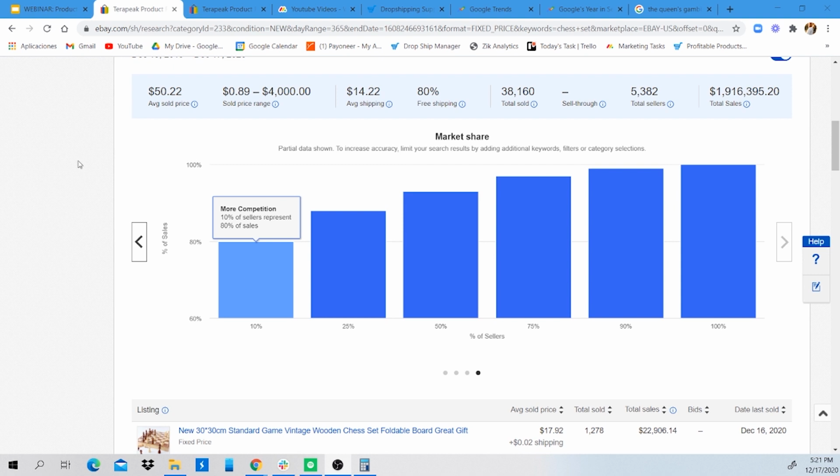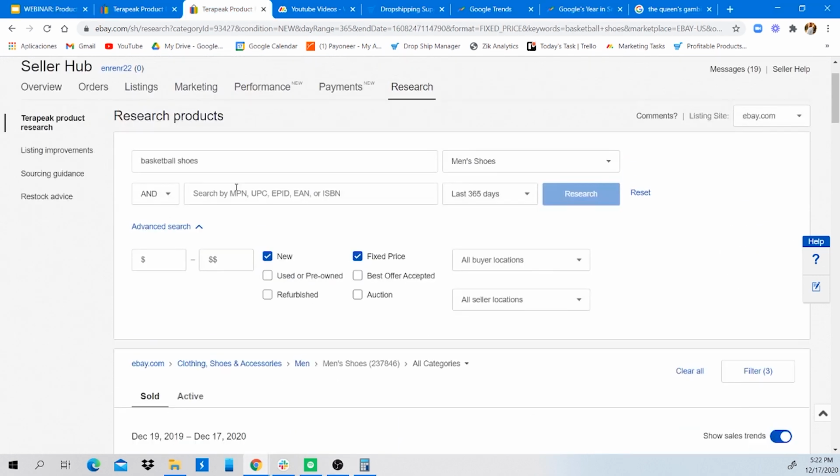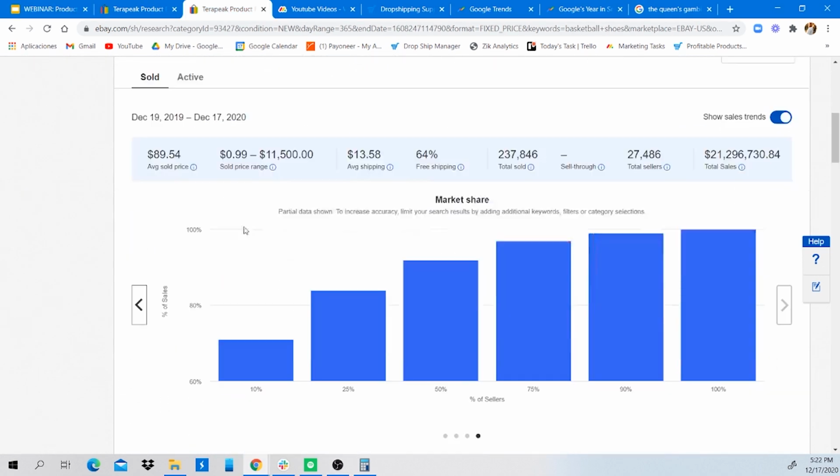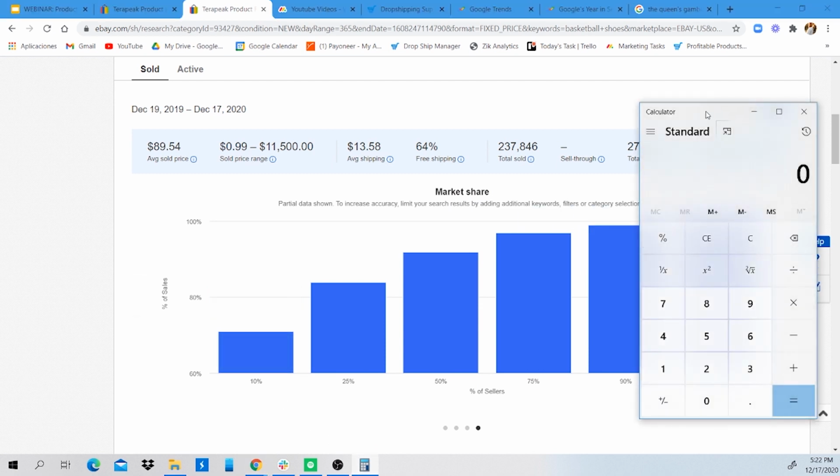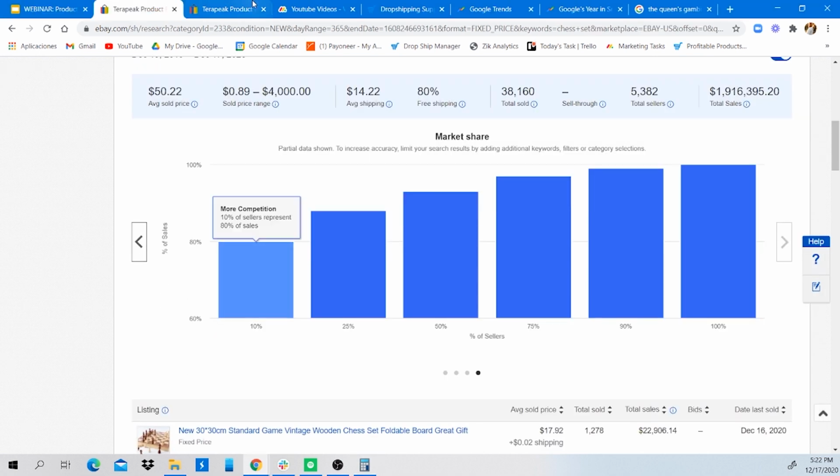So what can you do? Well, you can also analyze a different niche to see which niche would work best for you. Let's say we have basketball shoes over here. Now, the top 10% has only 71% of sales. So let's put this into context. Let's subtract 100 minus 71. You have 29, meaning that you have 29% of market share. So between these two, you have 20 here and 29 here.